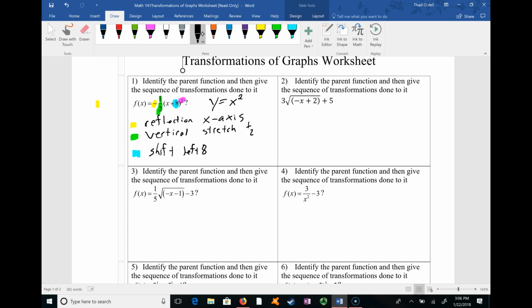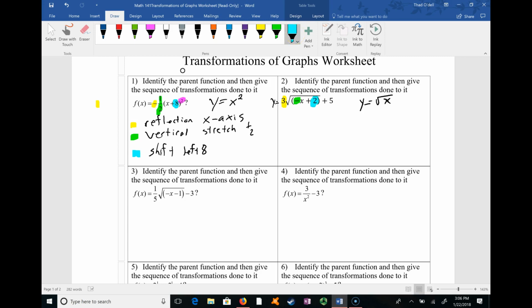So I'll do number 2 real quick here. Identify the parent function and then give the sequence of the transformations done to it. So the parent function is y equals the square root of x. Of course, you can pause this video at any time and try to stay ahead of me. Whoops, I left off a y equals there, didn't I? That's embarrassing. Or an f of x equals. So once again, I'm not going to go through all the colors, but, well, I guess I will. There's a yellow, there's a green, and there's a blue.